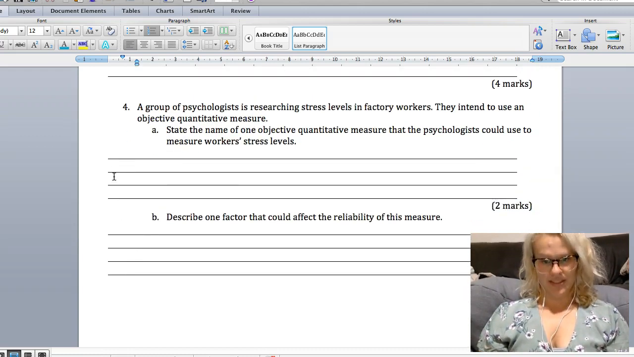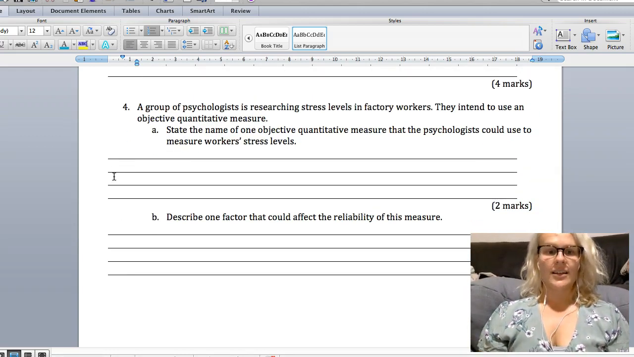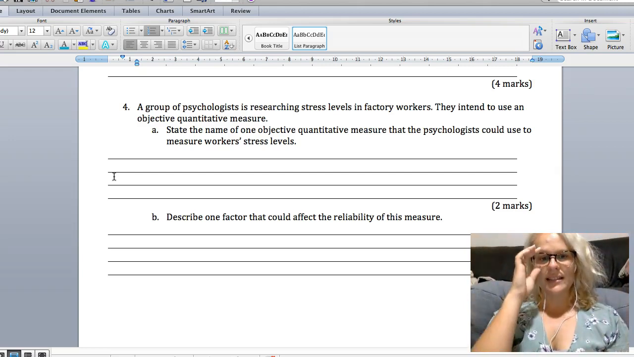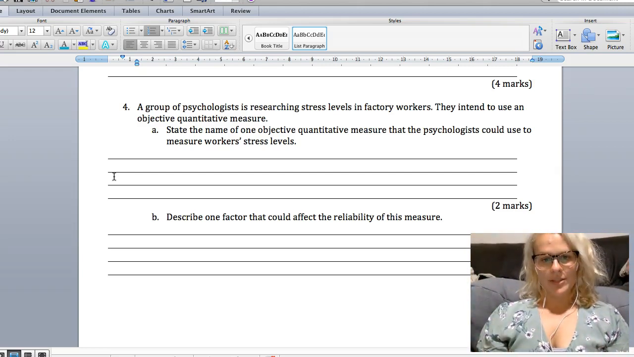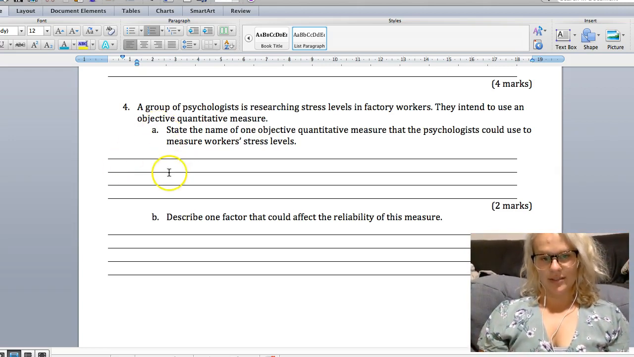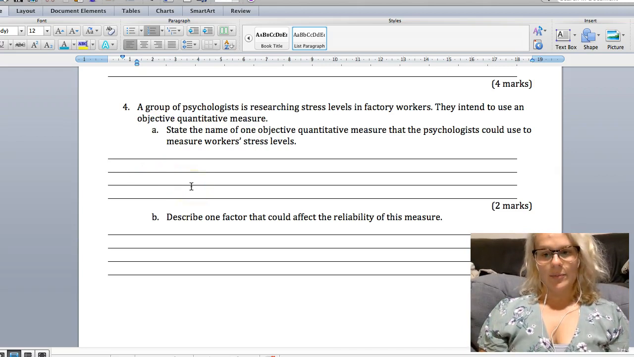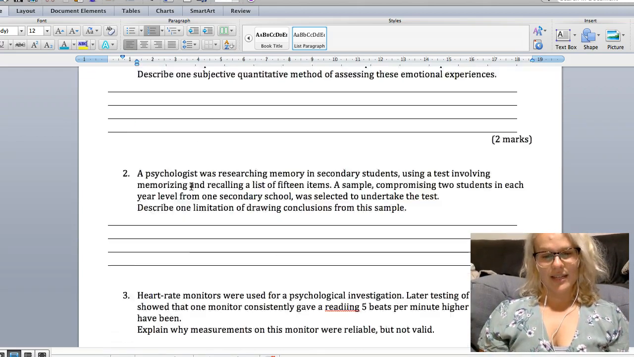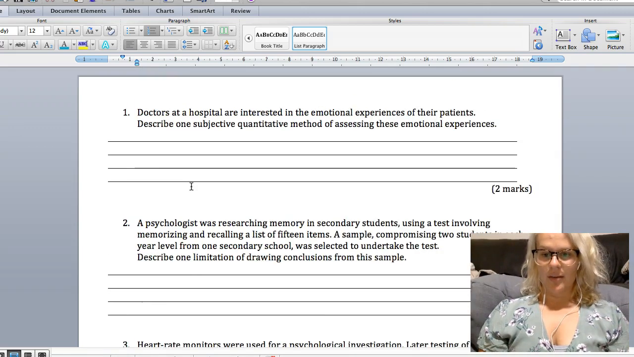And the fourth question you definitely can answer. A group of psychologists is researching stress levels in factory workers. They intend to use an objective quantitative measure. State the name of one objective quantitative measure that the psychologists could use to measure the workers' stress levels. So using the knowledge that you have just learned, have a go at at least those 2 questions, and we'll be going over those in the next lesson.